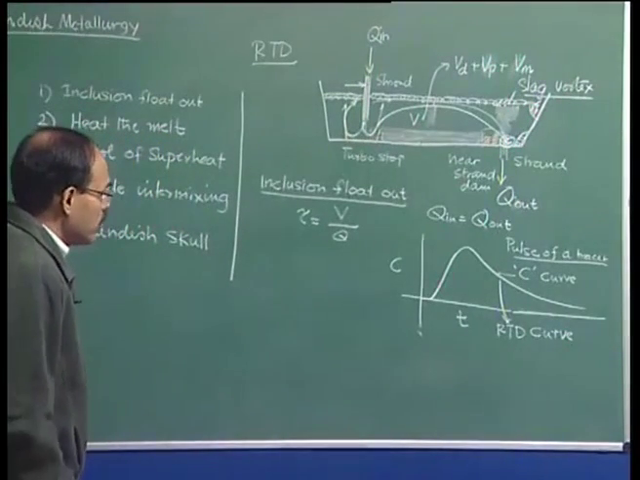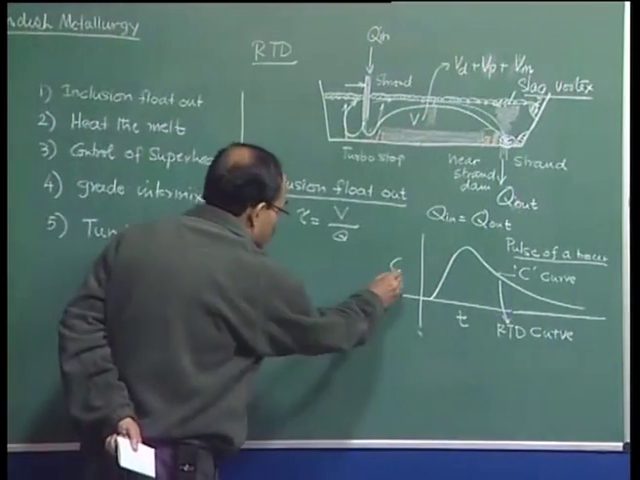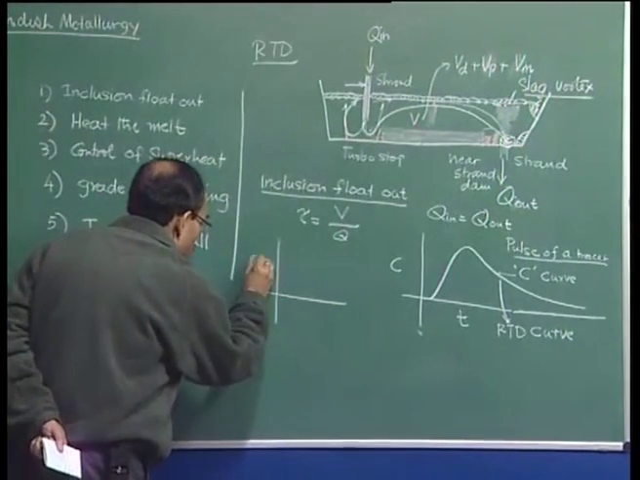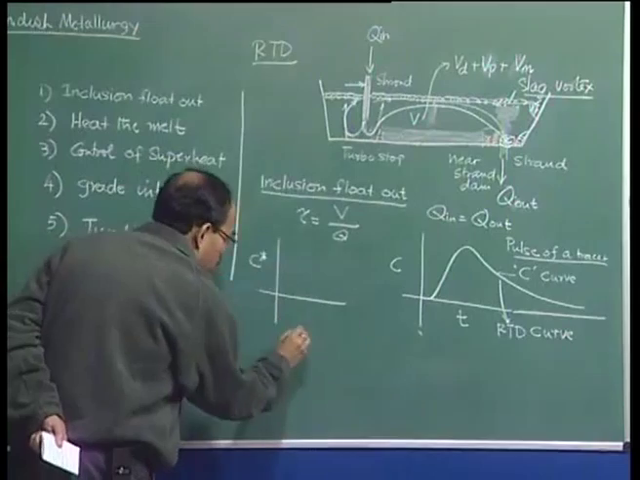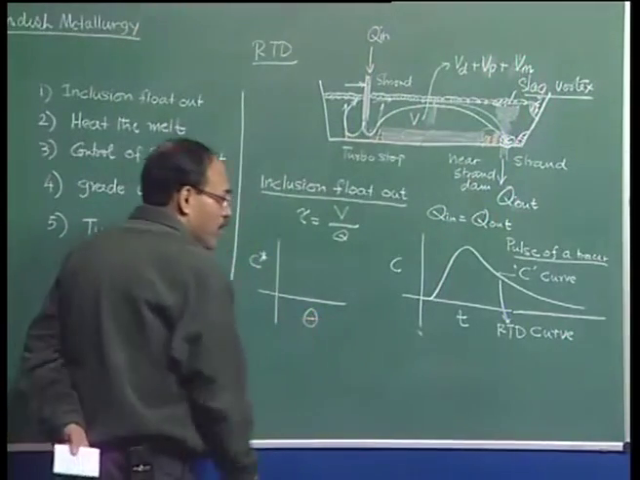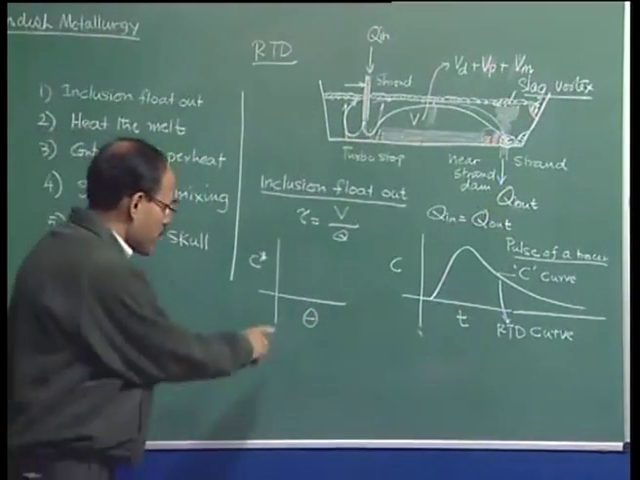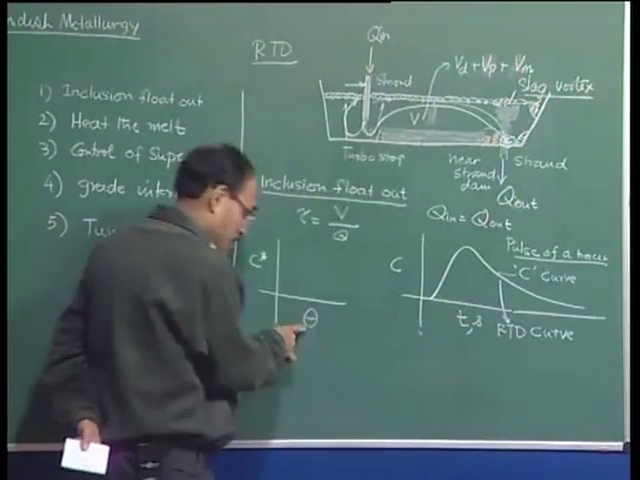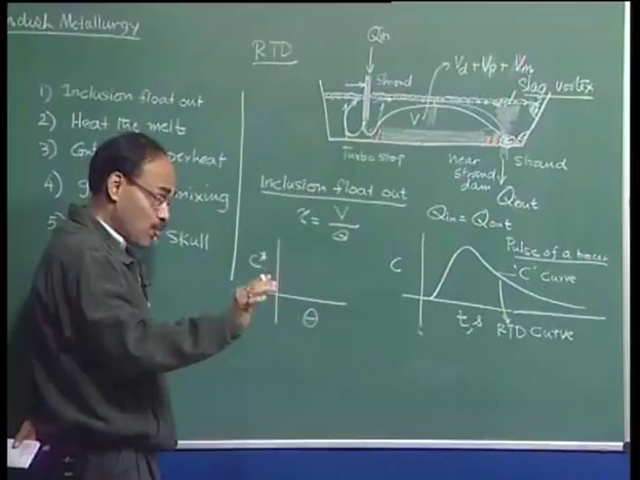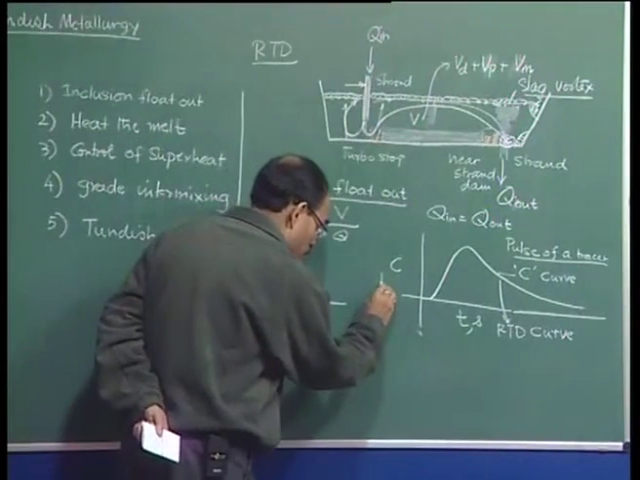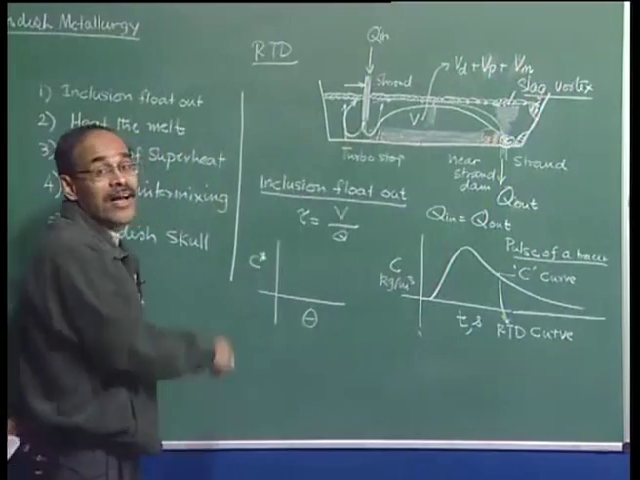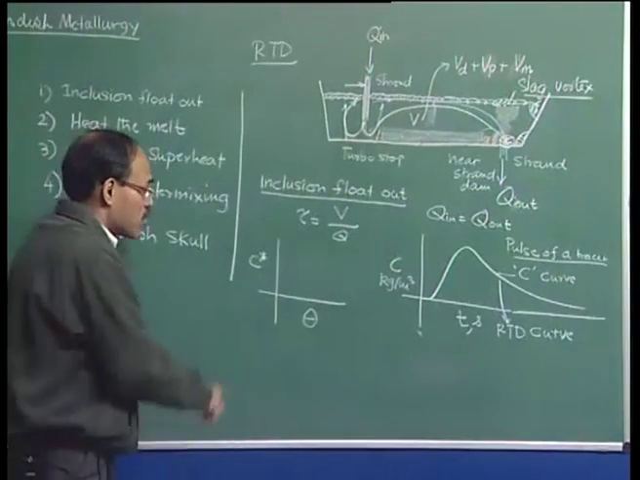Now, typically we can say that this concentration can be converted to a non-dimensional concentration versus a non-dimensional time. And what is that non-dimensional time? This t is the dimensional time, in seconds. This theta is non-dimensional time, no unit. This is concentration, maybe kg per meter cube. This C star has no dimension, it is dimensionless concentration.